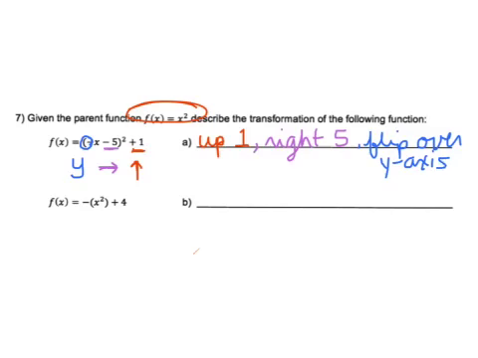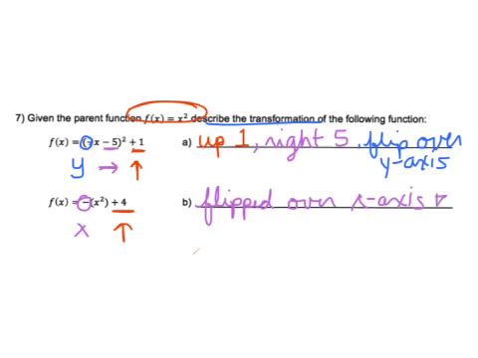Now in this next one, I see this negative. Because it's outside, it's now flipping over the x-axis. And I have this plus 4, which is going to move me up. So if I was going to describe my transformation, I would say it was flipped over the x-axis and moved up 4 units. And there we go.